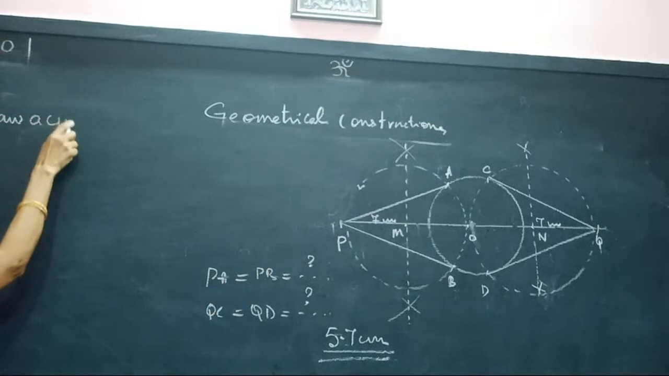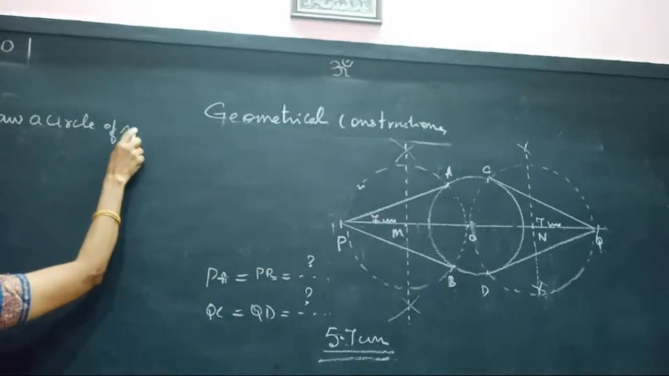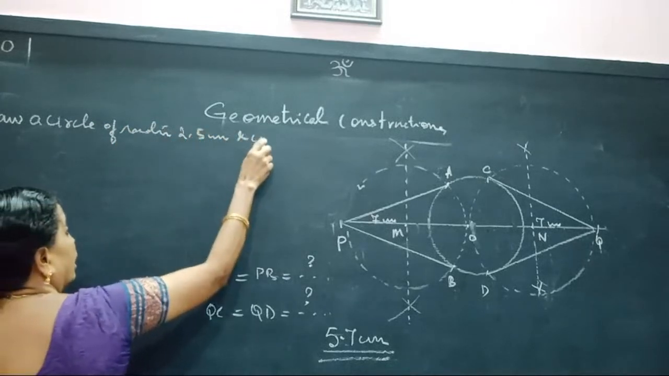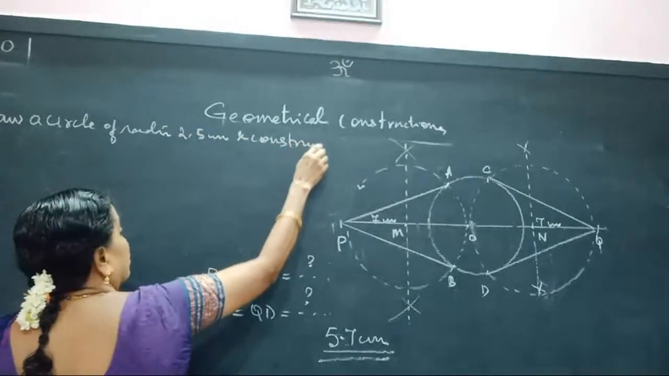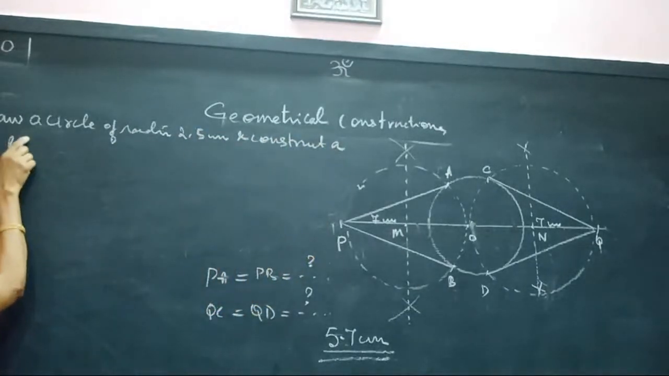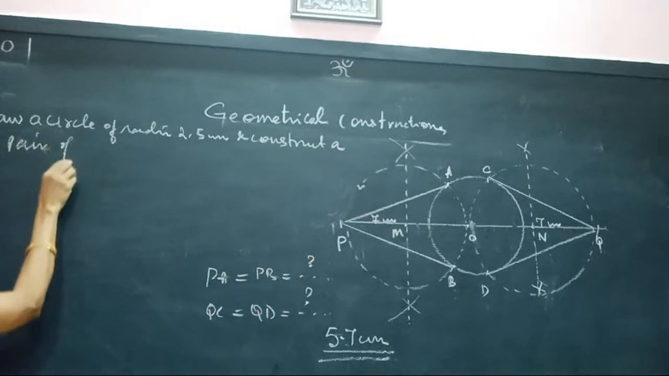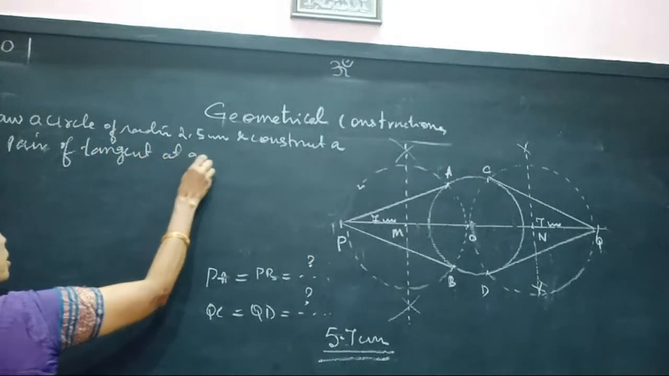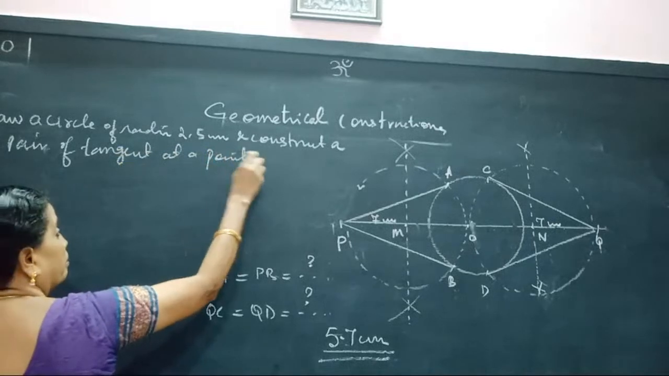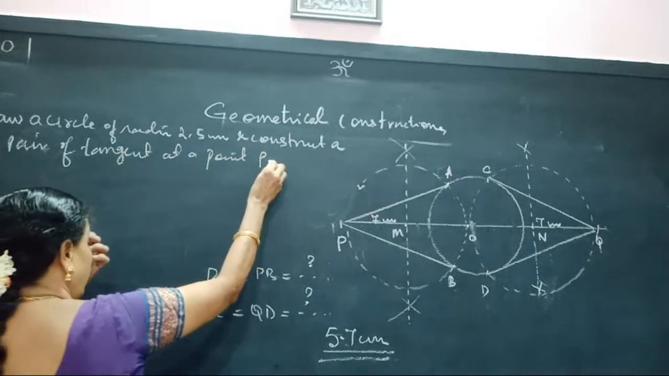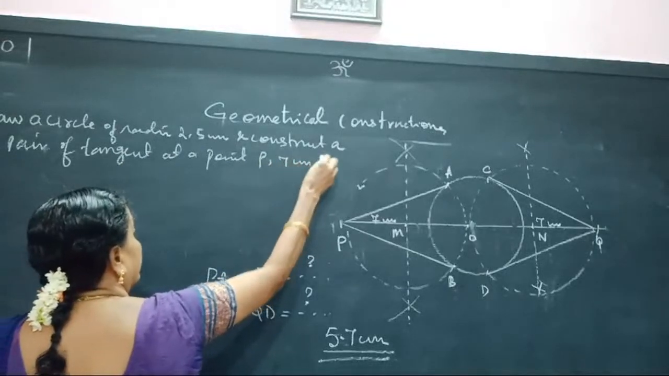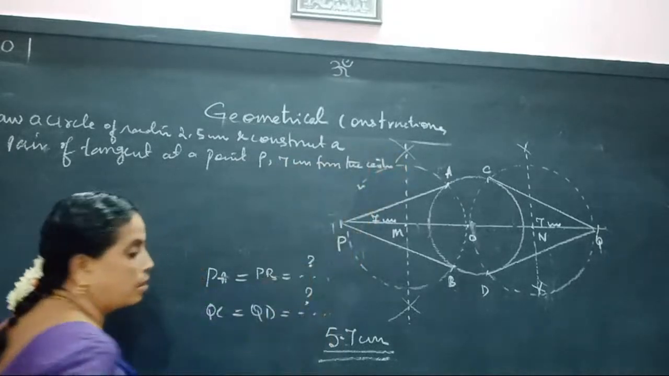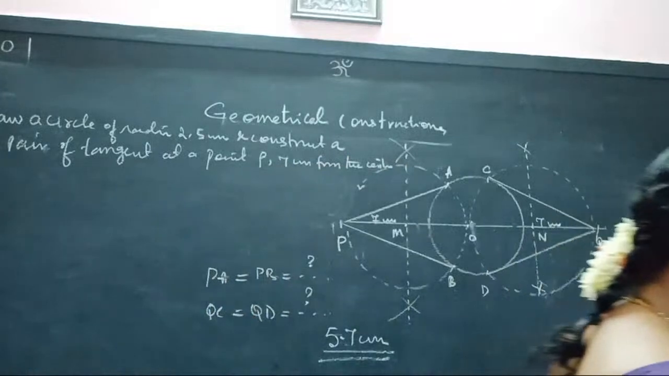Draw a circle of radius 2.5 centimeter and construct a pair of tangents at a point P, 7 centimeter from the center.